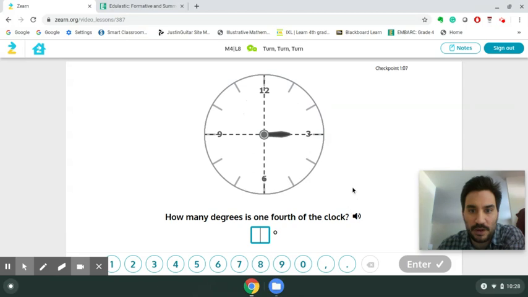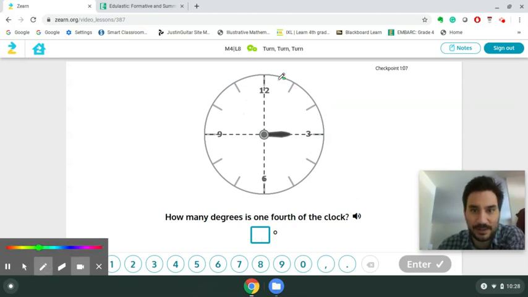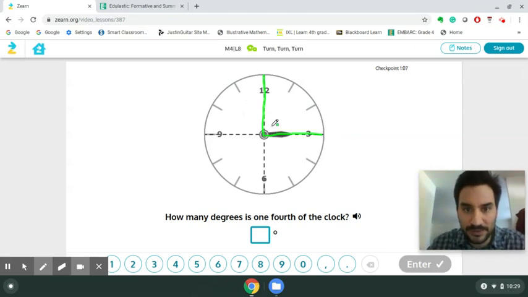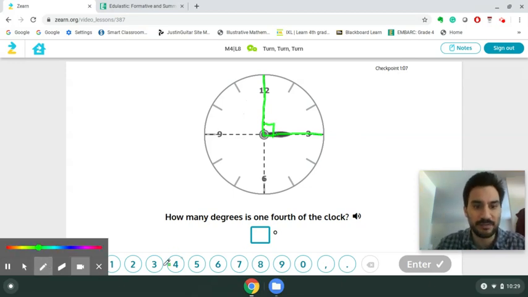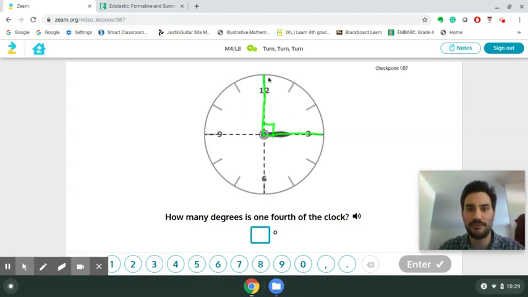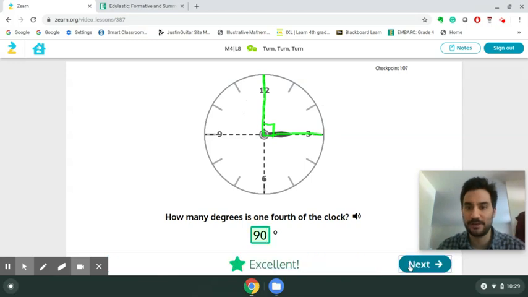How many degrees is 1/4 of the clock? So 1/4. How many degrees is this? Well, notice it looks like a perfect L. What angle is a perfect L? If you said a right angle, you are correct. The degree measurement for every right angle is always the same. So 1/4 of a circle has a 90-degree measurement. Woo! Nice job, my friends.